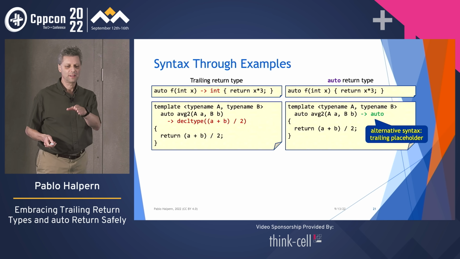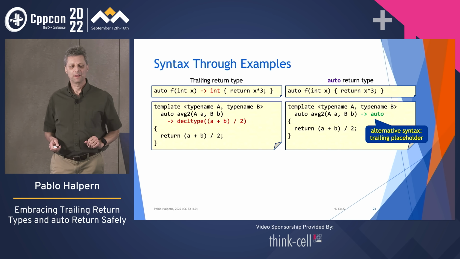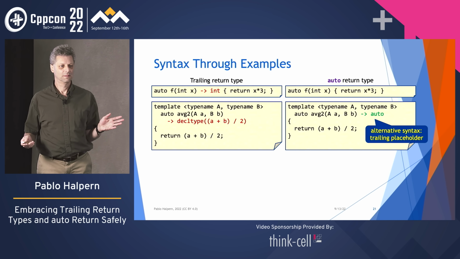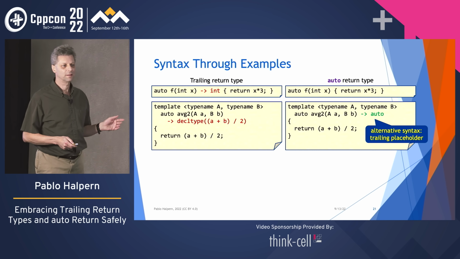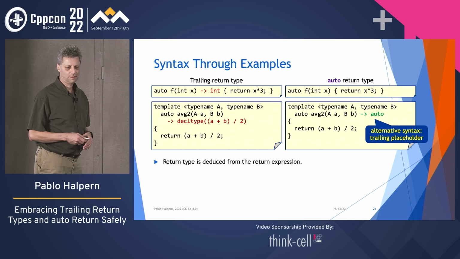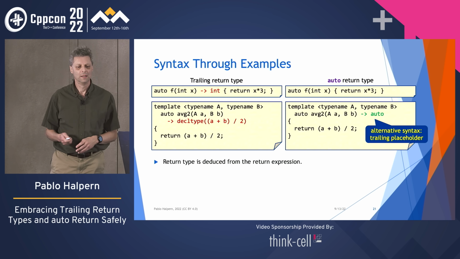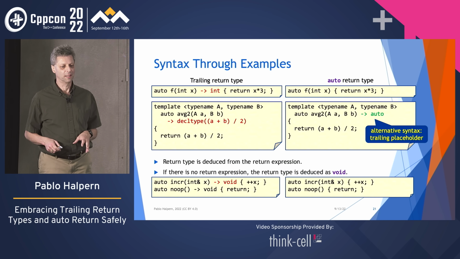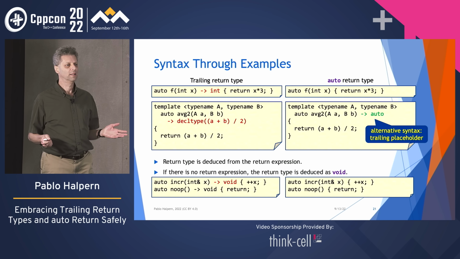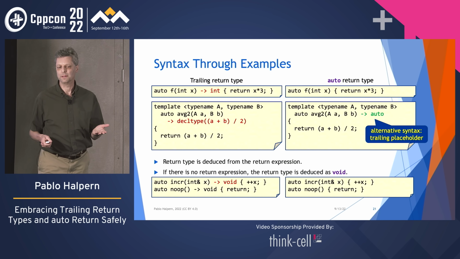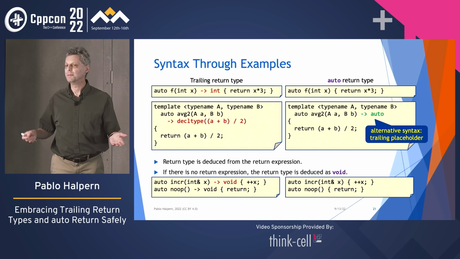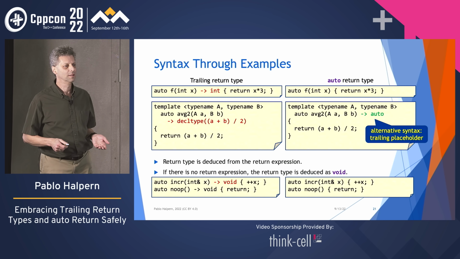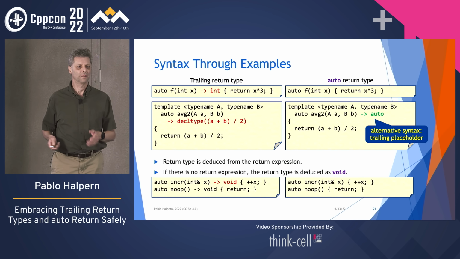Okay, so now this was the example we saw before, where we have a plus b divided by 2, and we want to know its type. Now we don't have to say it twice. It's deduced for us. So like I said, it's deduced from the return expression. And when there's no return expression, it's deduced as void. So there's two ways for that to happen. Either there's no return statement at all in the function, in which case it returns void, or there is a return statement, but that doesn't have an expression after it.